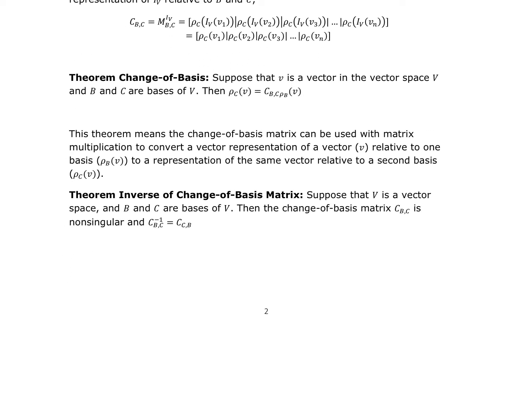So here's another theorem we've got, which is the inverse of the change of basis matrix. Suppose V is a vector space with B and C bases, then the change of basis matrix from B to C is non-singular, and that means we can invert it. So if we invert that matrix from B to C, it is going to be the matrix from C to B.